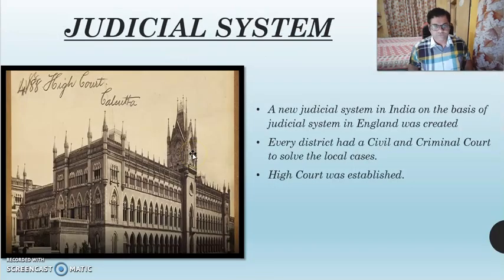Next we go to the judicial system. A new judicial system in India on the basis of the judicial system in England was created. Based on this judicial system in England, they made the same judicial system in India. Every district had a civil and criminal court to solve the local cases, and a high court was established as well. As you can see in this picture, this is the High Court in Calcutta. This was established during the time of the British.